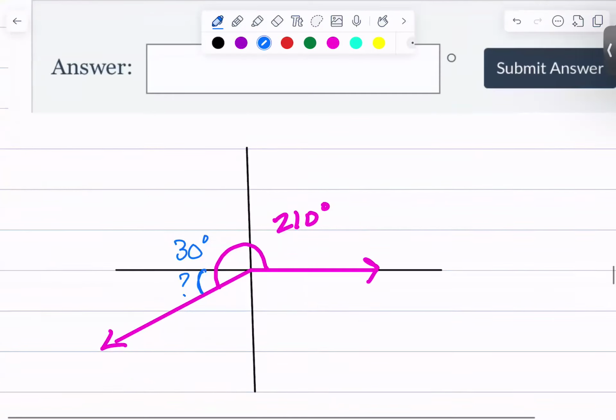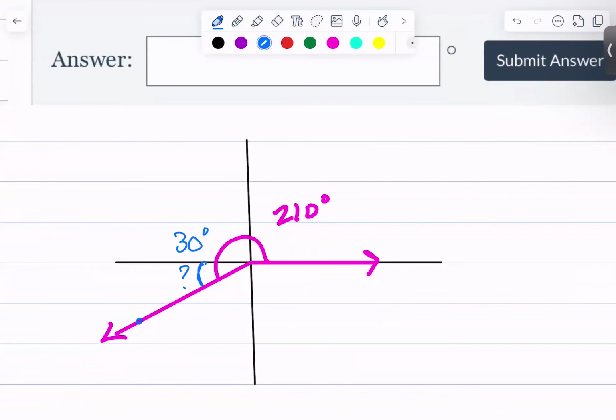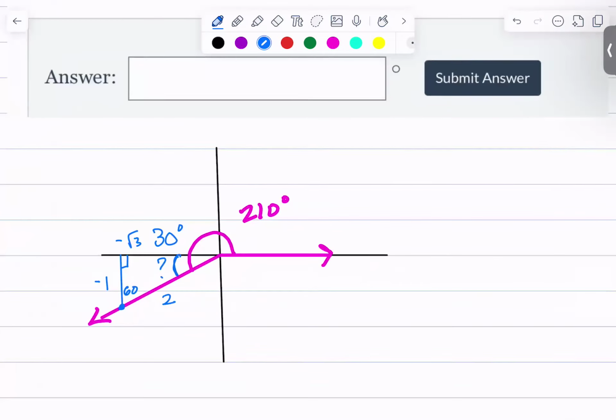Okay. If you wanted to go a little bit step further, take my point, drop it down. We can figure out across the 30 is 1, across the 60 is square root of 3, across the 90 is 2, and then figure out my 6 trig functions there. Negative and negative, right? Because I'm in my quadrant 3. Okay. We can do that as well.